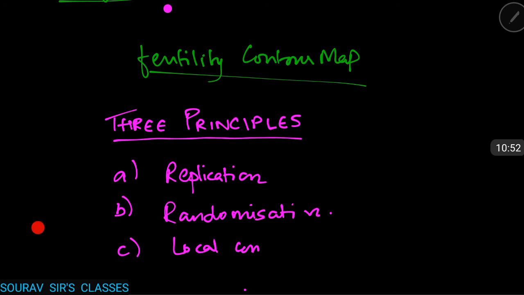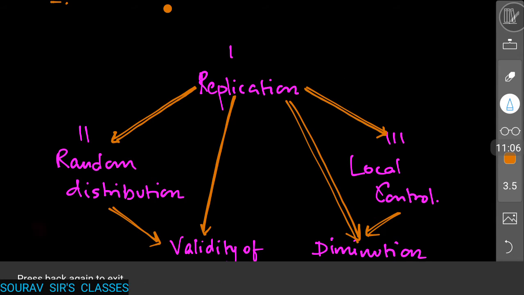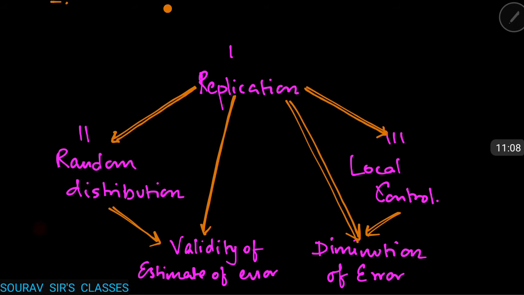Due to Fisher, I repeat again, the three principles of experimental design are replication, randomization, and local control. This diagram here is Fisher's diagram for the three principles of experimental design.